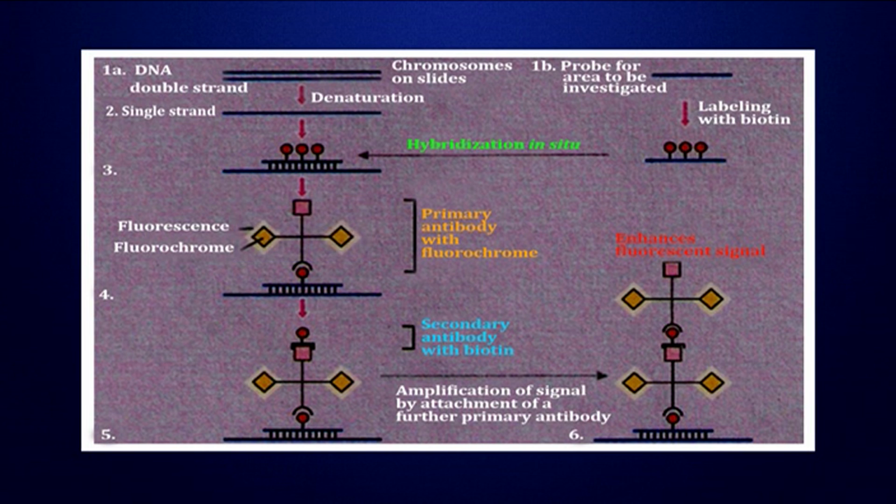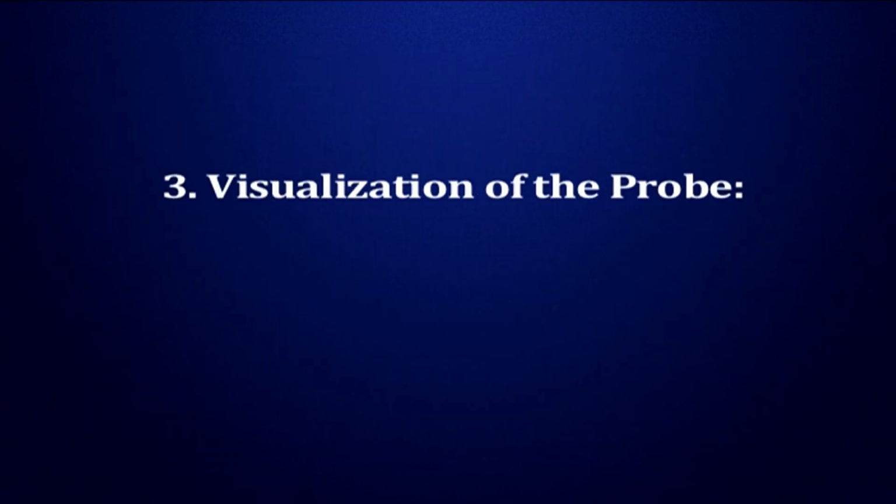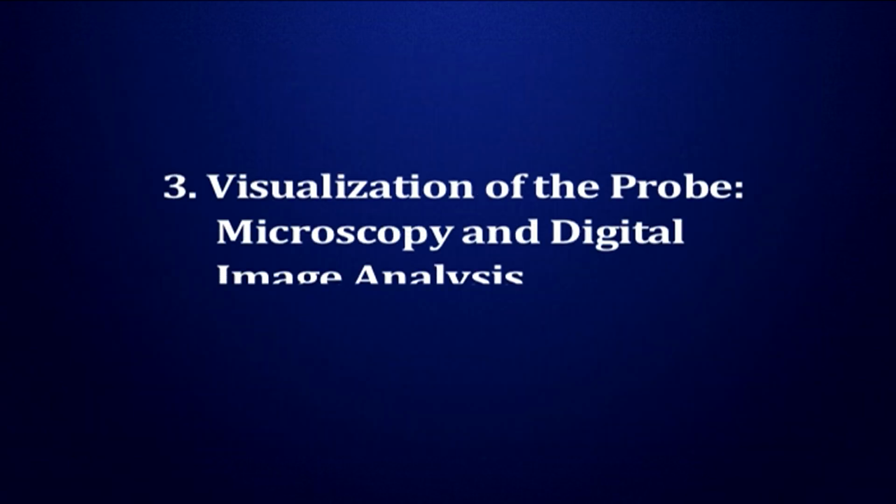This antibody is bound to a fluorochrome, for example, fluorescein isothiocyanate or FITC. Since the primary signal is quite weak, a secondary antibody, for example, avidin bound to biotin is attached. A further primary antibody can then be attached to the secondary antibody. This amplifies the signal, which can then be demonstrated by bright fluorescence. Visualization of the probe by using fluorescence microscopy and digital image analysis.